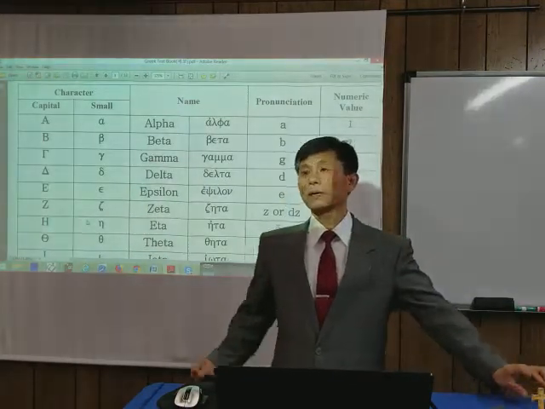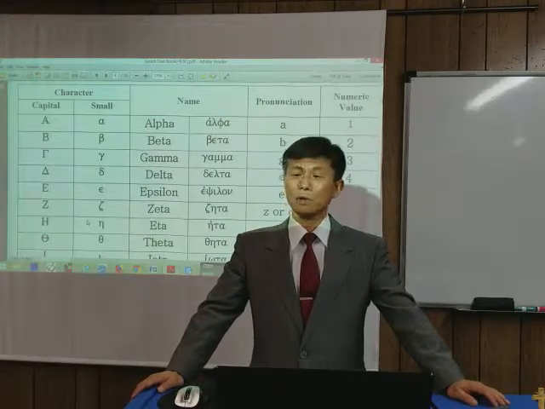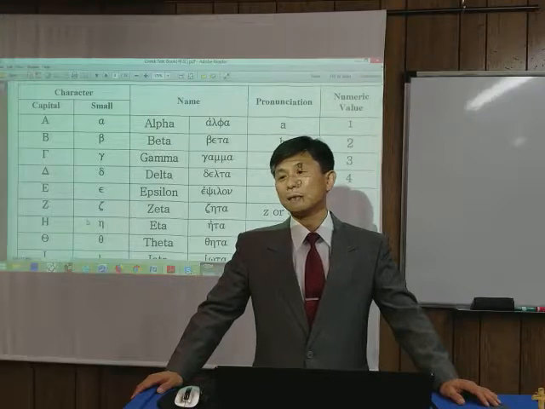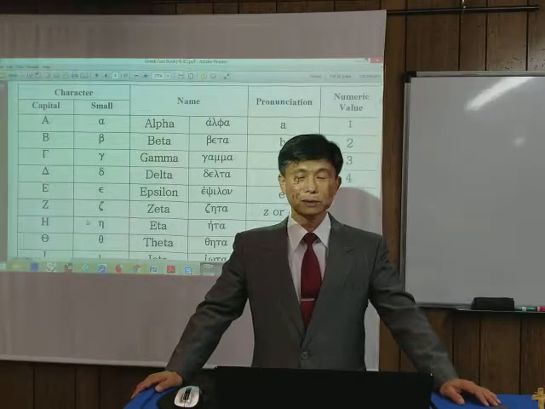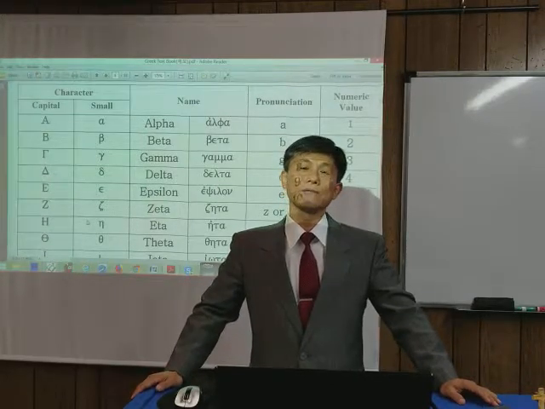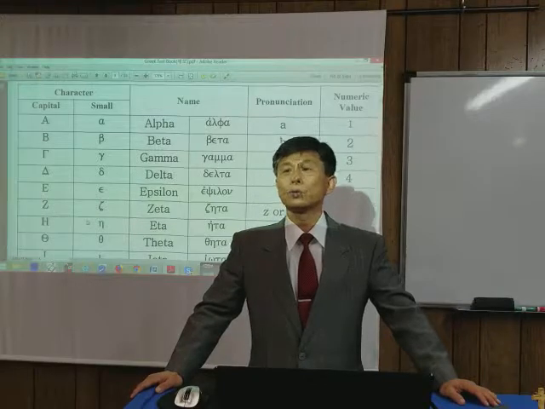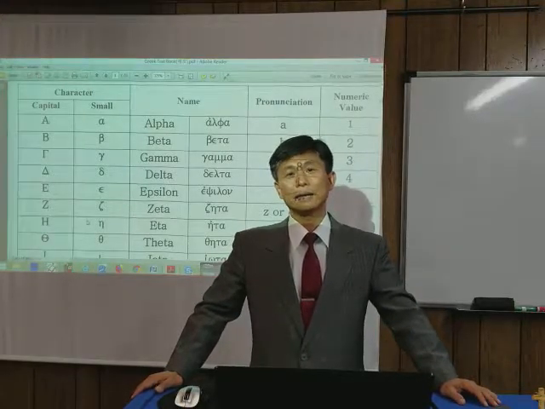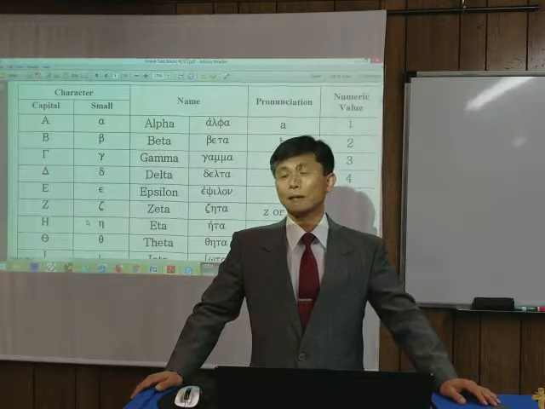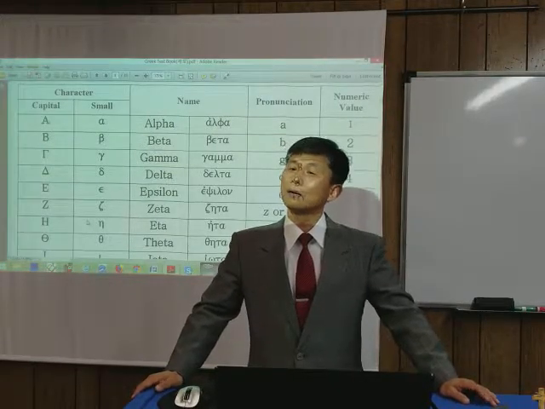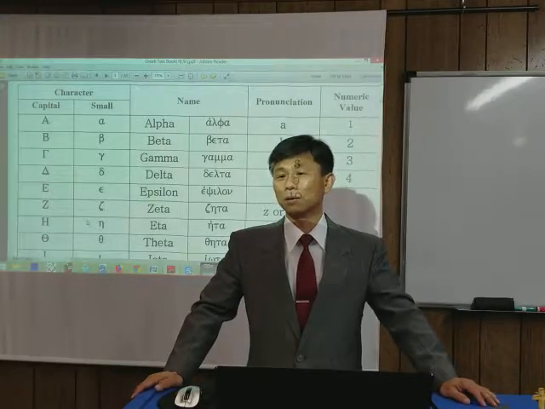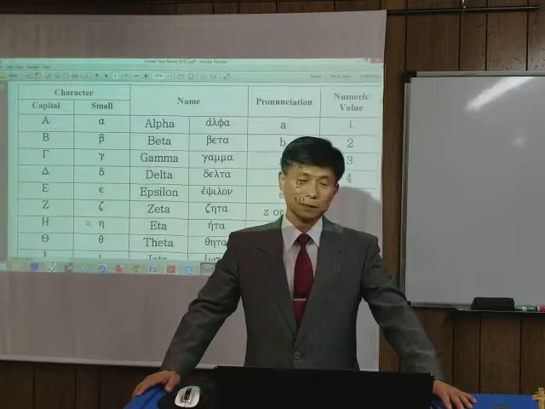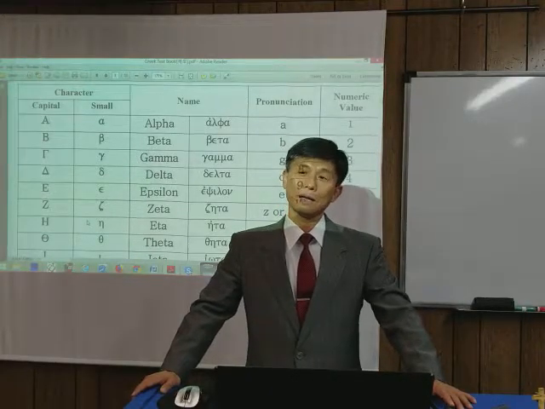So the Greek alphabet has 24 characters, and 17 of them are consonants, and 7 are vowels. So Greek consists of consonants and vowels. But just for your information, when we study Hebrew, the Hebrew alphabet is only consonants. The vowel marks, which in the Hebrew language are called nikudat, are just vowel marks, and the Masoretes invented the vowel marks for the convenience of pronouncing the words correctly. So the Hebrew alphabet is only consonants, but the Greek alphabet is the same as English. It consists of 17 consonants and 7 vowels.